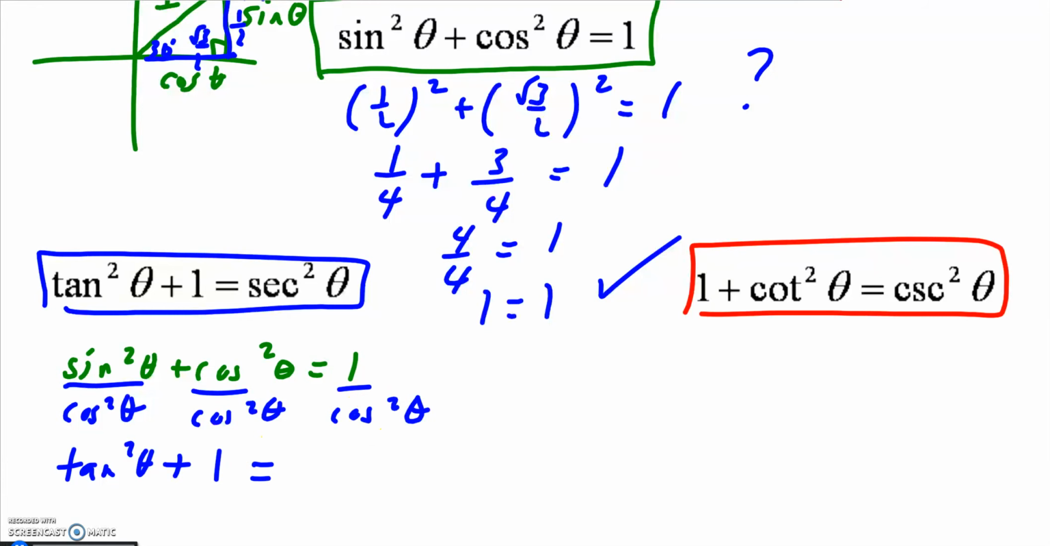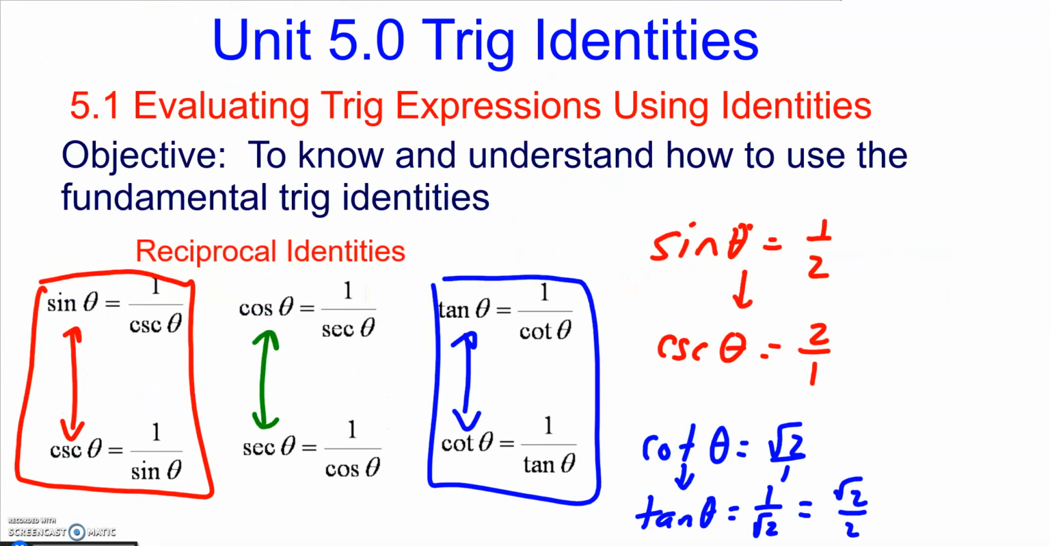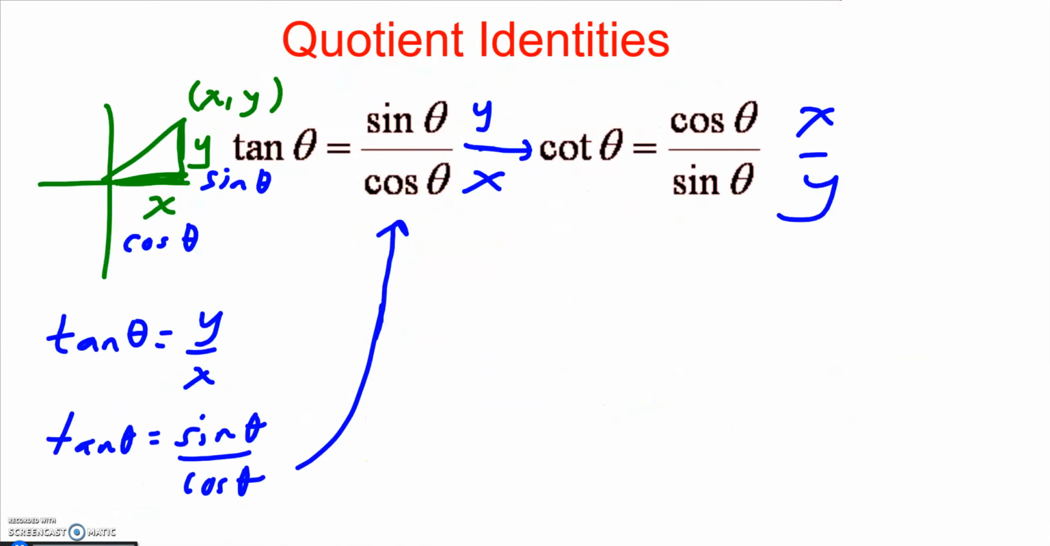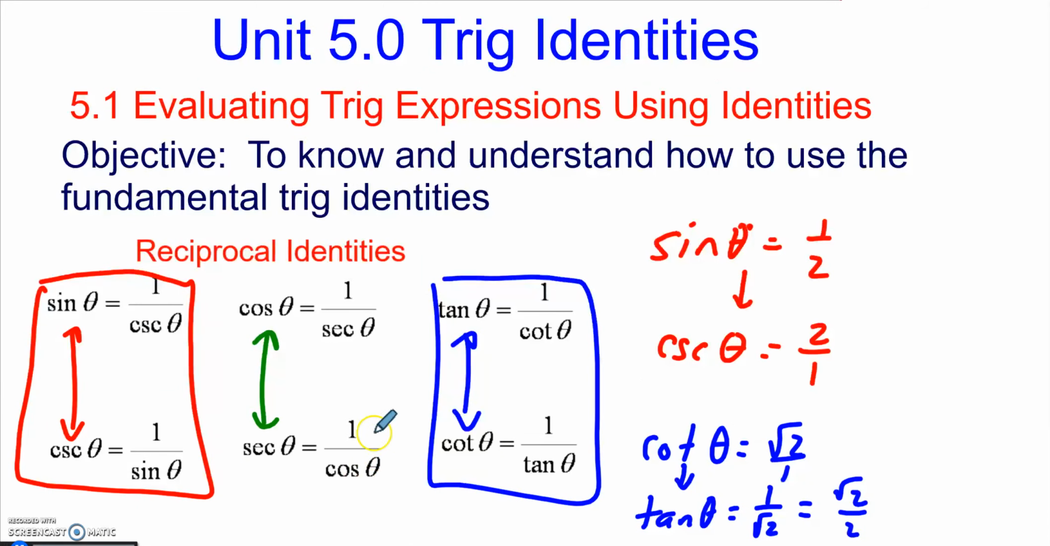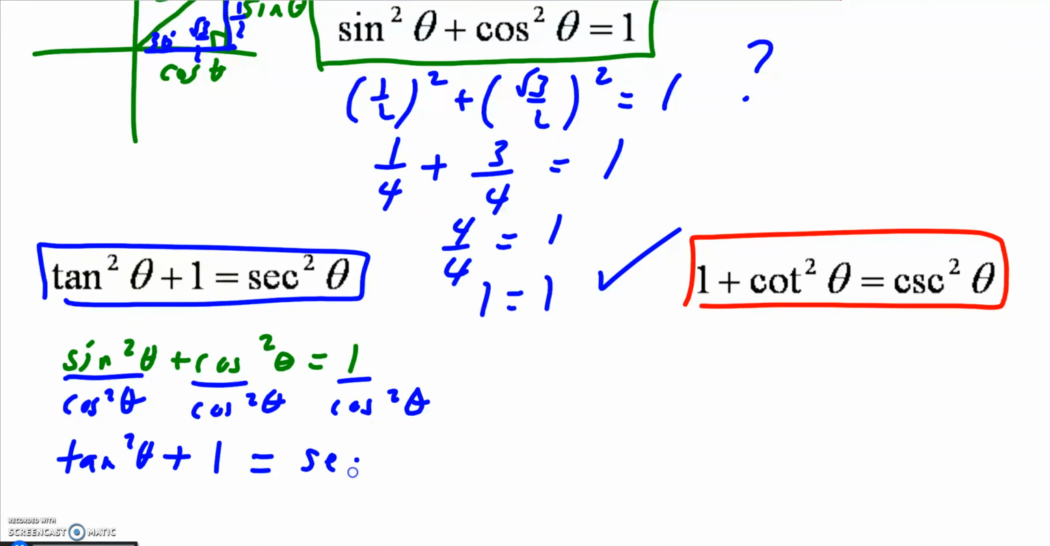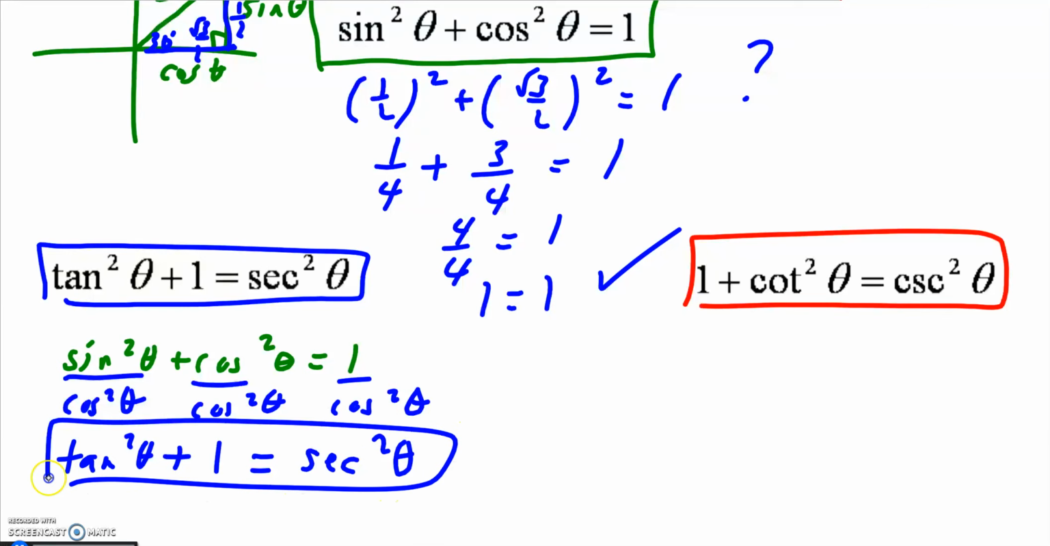Now, excuse the jump, but if I go back to that first slide, think about reciprocals. If I have 1 over cosine, that is really the same as secant. So that means here, 1 over cosine squared is really secant squared theta. And that is the identity here.